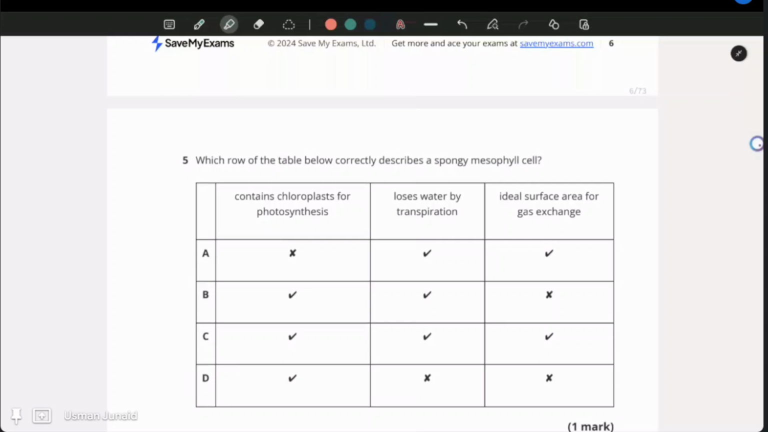This is a question from transport in plants, right? So basically, when you're talking about spongy mesophyll cells, they lose water by transpiration, because what is transpiration? Transpiration is loss of water through the leaves. Okay, so they will have transpiration.